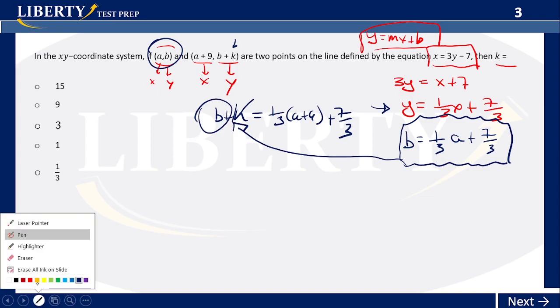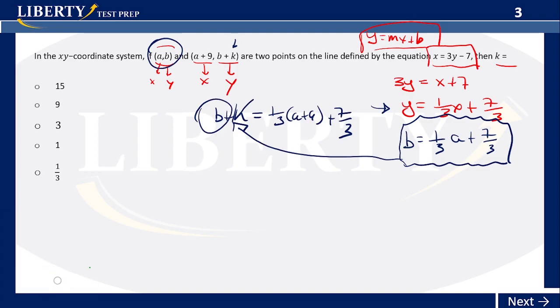Okay, so now let me change colors to green here. 1/3 a, which is plus 7/3. That's b, this b here. We've just replaced that. Plus k is equal to 1/3 a plus 9/3 plus 3 plus 7/3. So we have just replaced b, substituted b here.